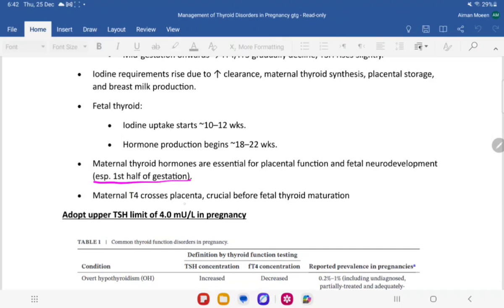And maternal T4 crosses the placenta. It is really important before fetal thyroid maturation. Why? Because the fetus has not yet started producing its own thyroid hormone. That's why it is dependent upon the maternal thyroid. I hope I am clear up to this point.